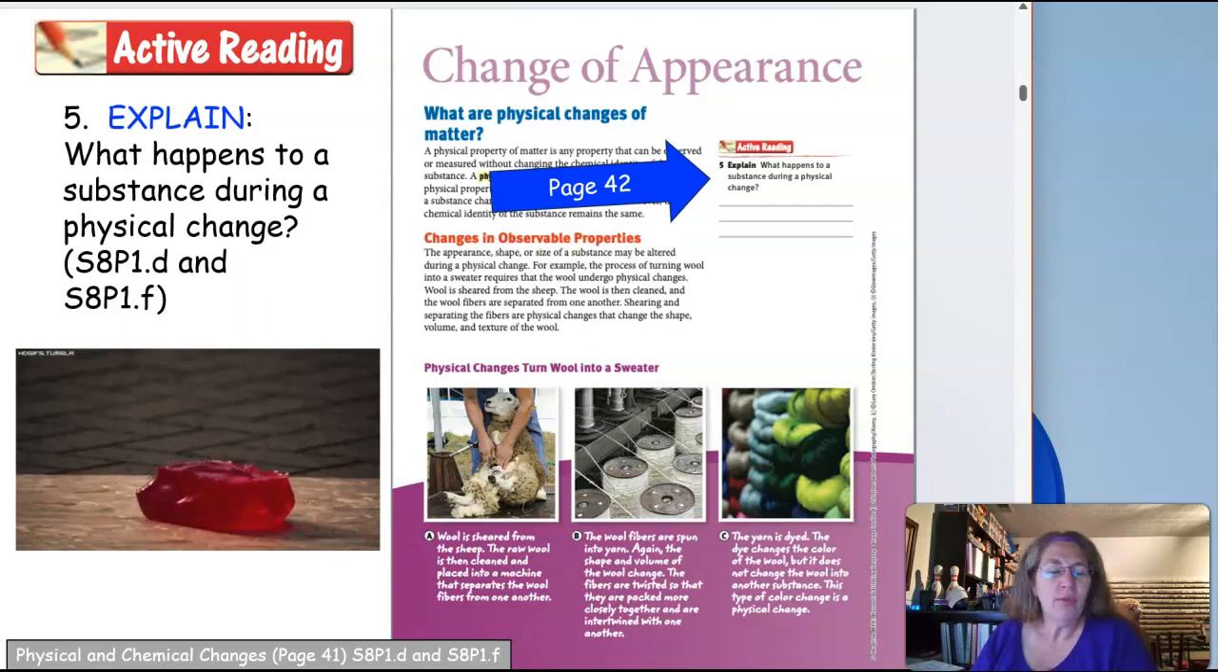On page 45, you have an active reading that asks you what happens to a substance during a physical change. So take a moment, answer the question, and come back when you're ready. In the animation on the slide, you can see a cube of Jell-O that has been dropped. So before it got dropped, it was a cube of Jell-O. When it hit the table, it changed shapes, but it was still Jell-O. So it changed shapes, which was a physical change, but it didn't change in its identity. It was still Jell-O.